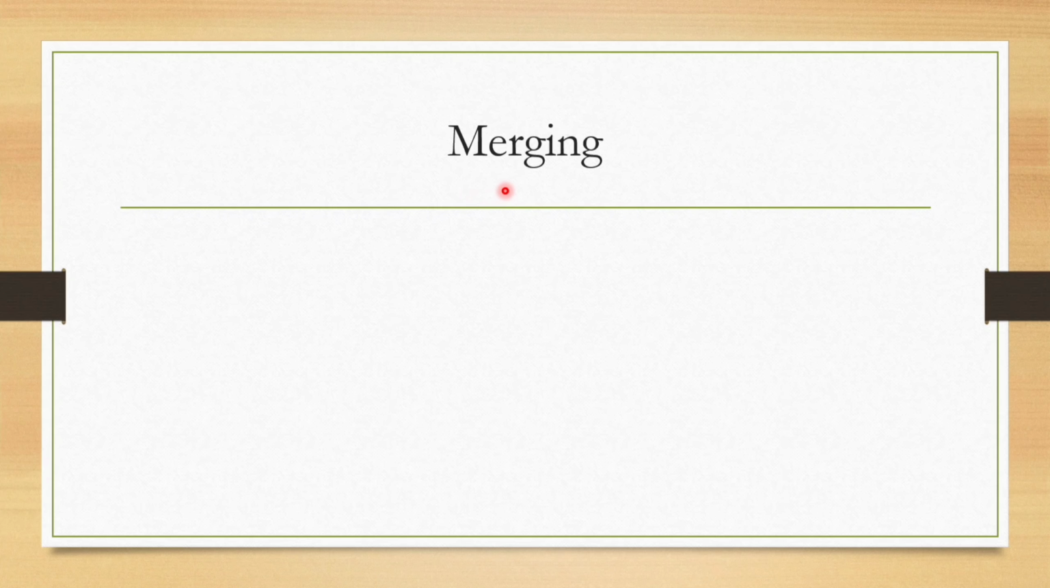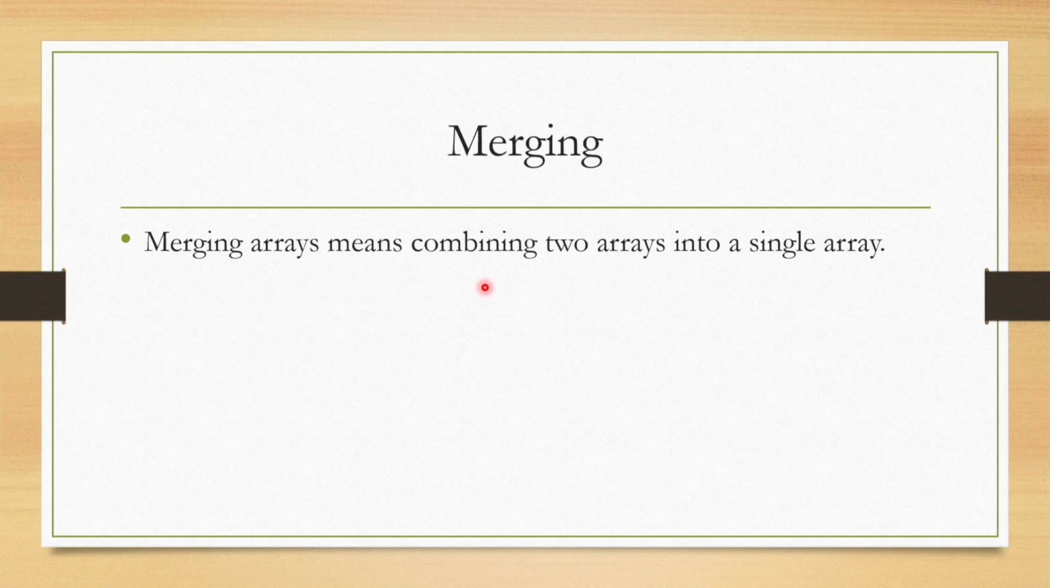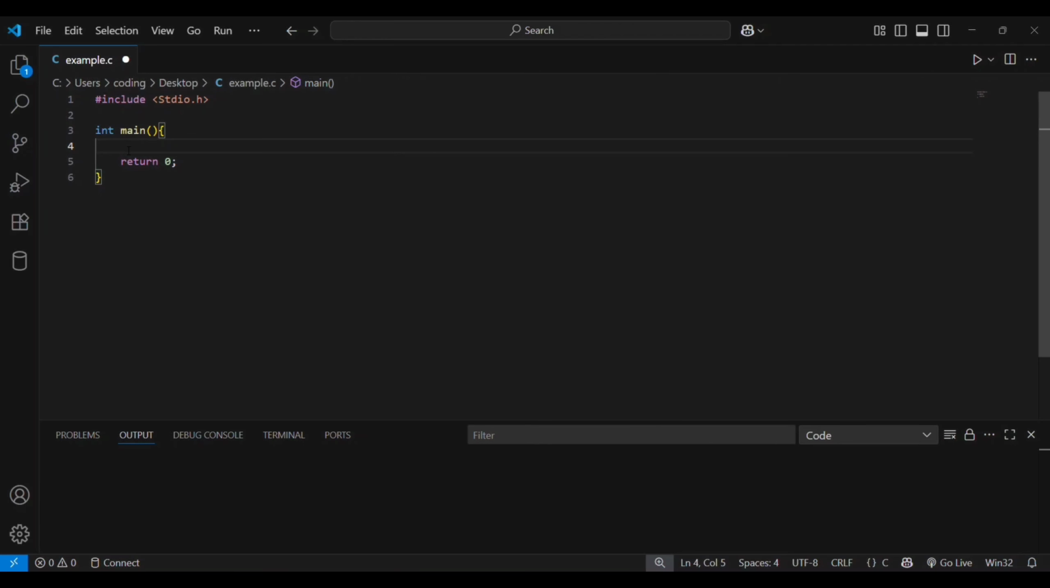Last we have merging. Merging array means combining two arrays into a single array. Now let us write a code for merging and understand it. For merging operation, we need to declare three arrays. Now we will declare three arrays: int a of 5, which is equal to 1, 3, 5, 7, 9, and another array int b of 5, which is equal to 2, 4, 6, 8, 10, and at last we will declare another array which is a resultant array c of 10.